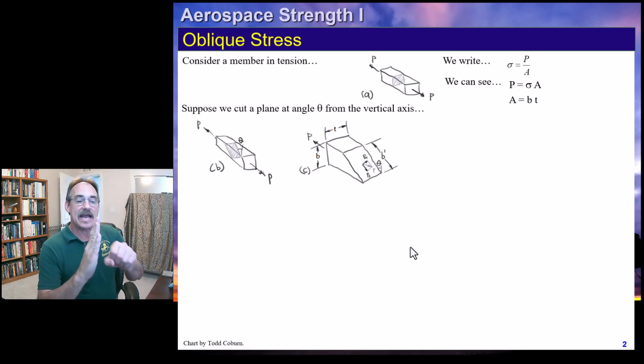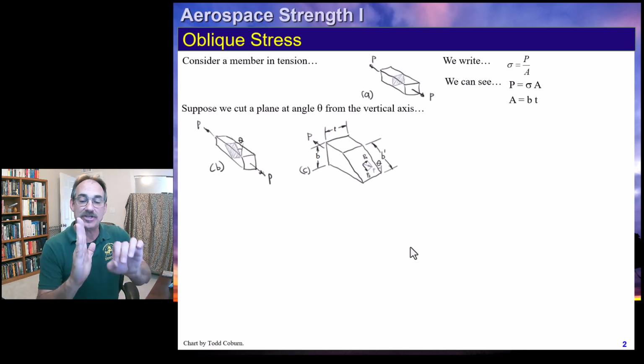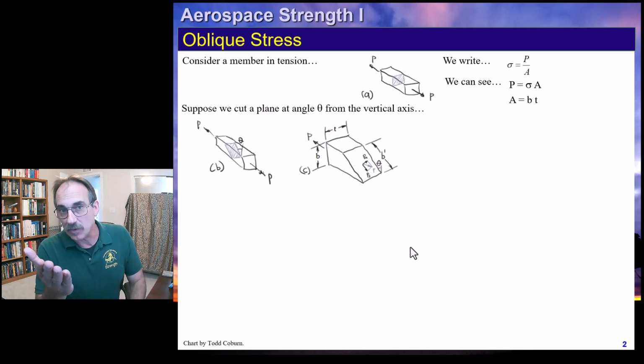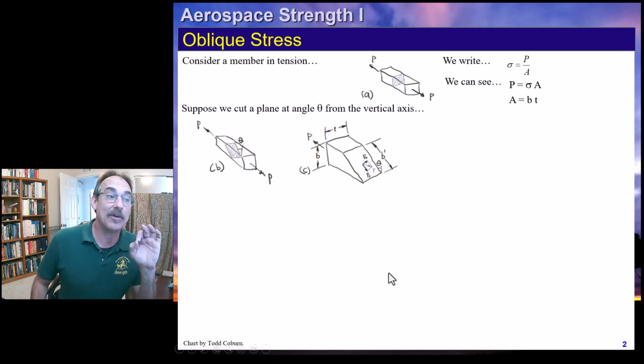So we see now we've cut this B dimension where we had an area BT, we now are cutting at some angle. Our width is still T, but our B dimension now changes to B prime. And that change can be evaluated by trig. Okay, so that's what we're going to focus on, calculating those normal and shear stresses.